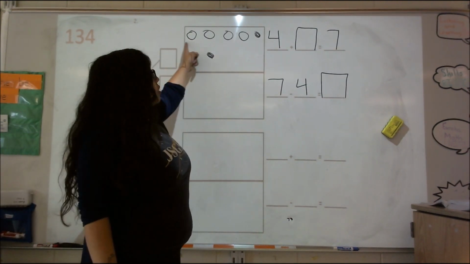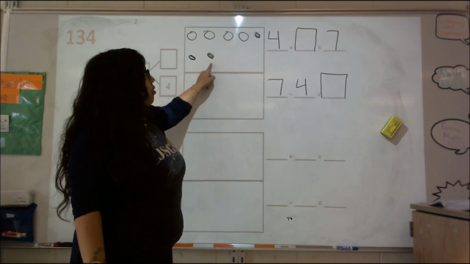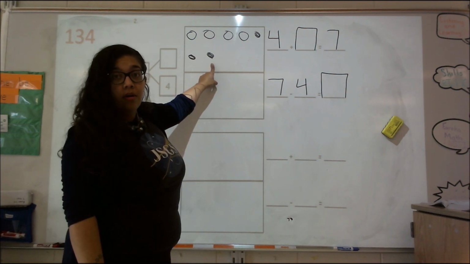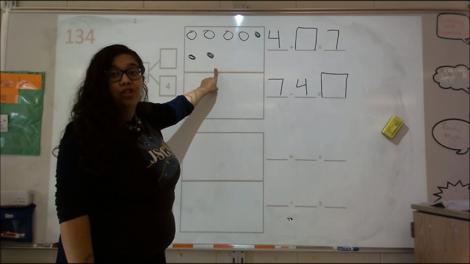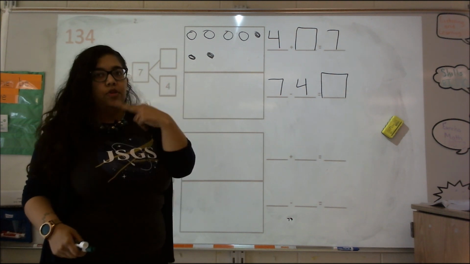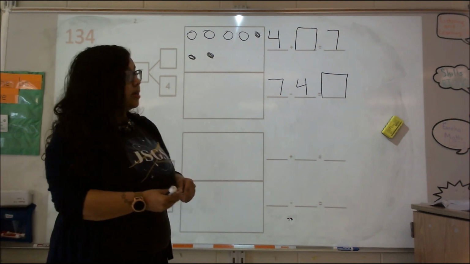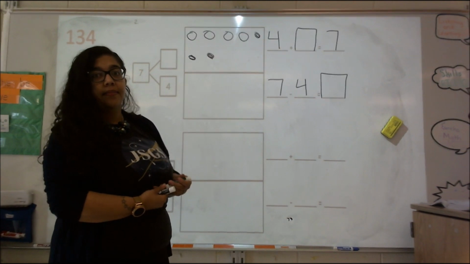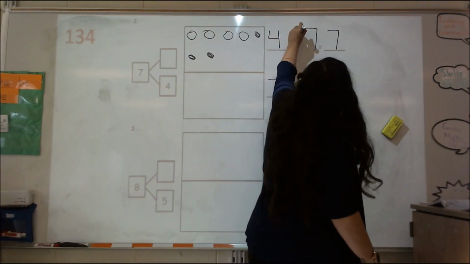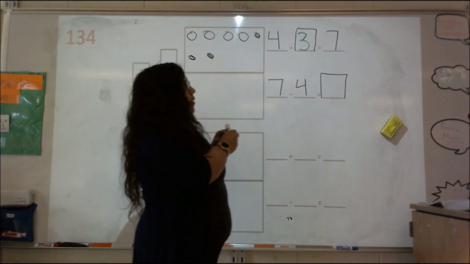Notice I drew my first part, and then I kept drawing to show that I know my whole, but I colored them in to also create the visual that it's 2 parts. How many children came late? 3. 4 plus 3 is equal to 7.